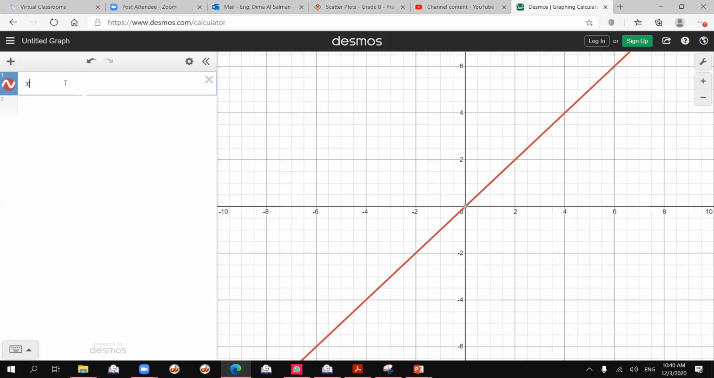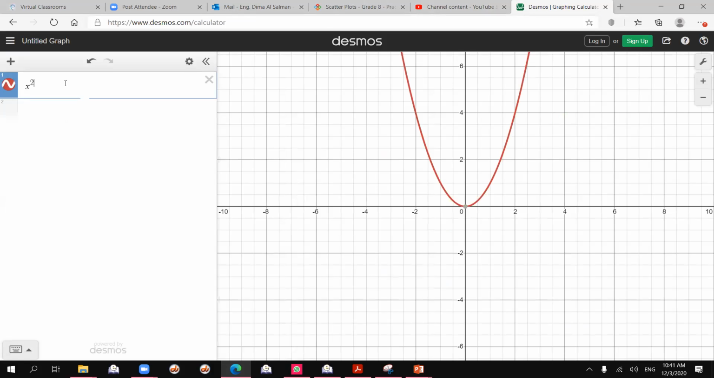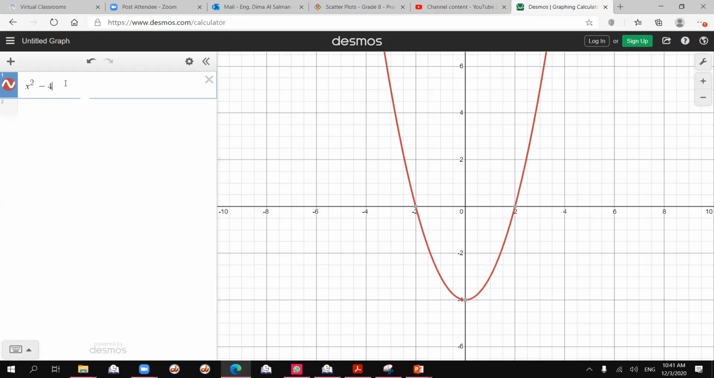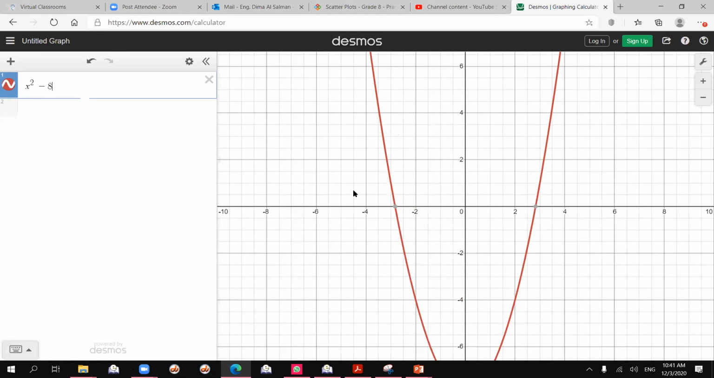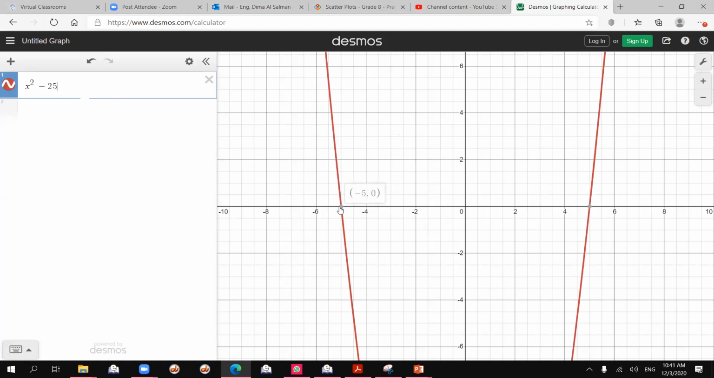For this one, if you want to check that your graphing is correct or not, just write the equation like this: x. See, if you write x, it makes a linear function. Now, if I write x squared, it makes a U curve. If I want, as an example, x squared minus 4, they graph it for me. It has 2 points, negative 2, 0, and 2, 0. These are the solutions of it. Another example, minus 8, is at points negative 2.8 and positive 2.8.